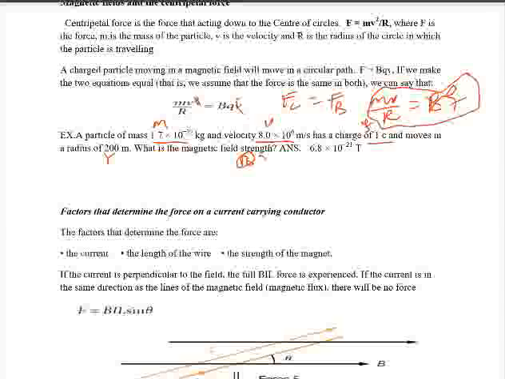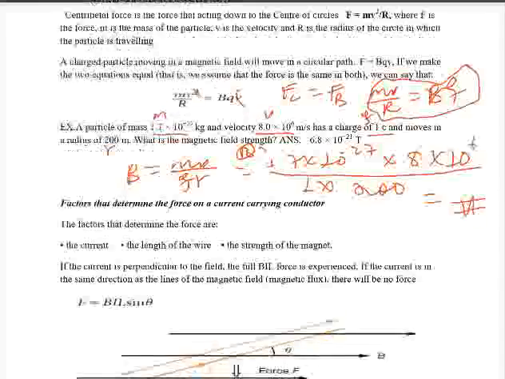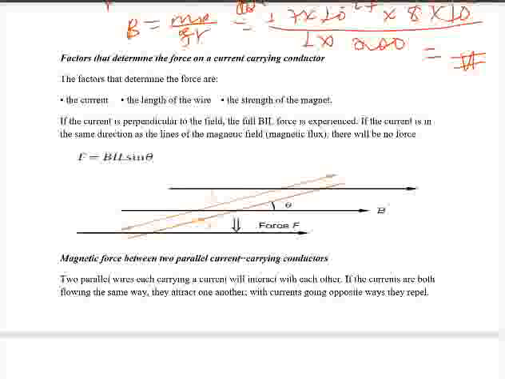B. B is how much? To calculate B, B is equal to what? mv over q times what? r. And m is how much? 1.7 times 10 to the power of minus 27 multiplied by v. v is 8.8 times 10 to the power of 6 divided by q times r. Q is how much? Q is 1 multiplied by 200. Therefore, by multiplying, finally you can get the final answer. Therefore, you must apply this equation depending on the question you are asked.